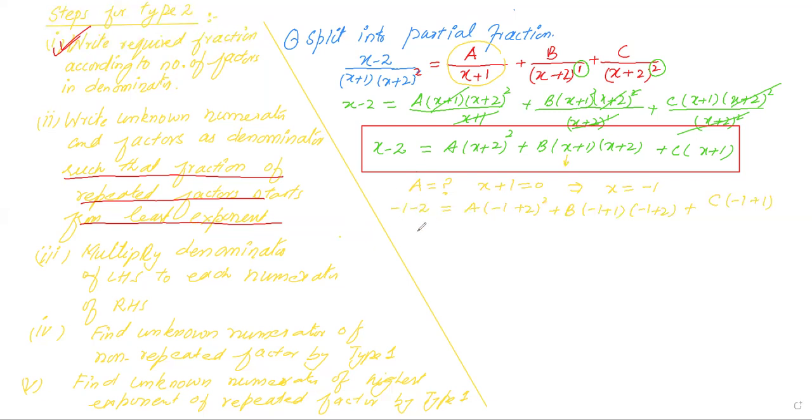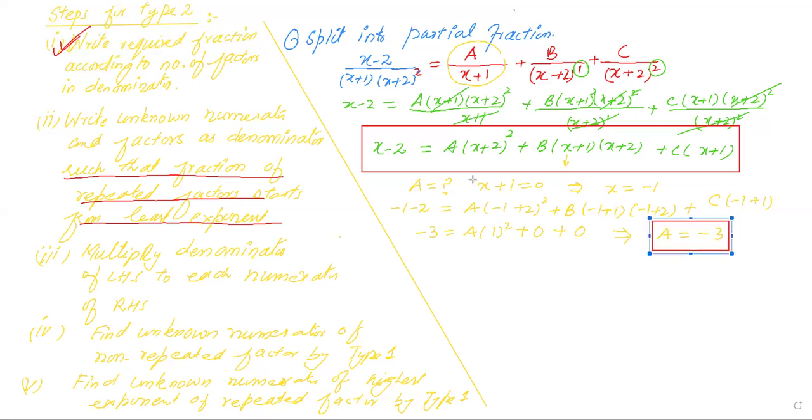What's the answer? Minus 1 minus 2 becomes minus 3. A means 1 raised to power 2. And minus 1 plus 1 becomes 0, and 0 multiplied by B or any other term becomes 0. And the C term also becomes 0. So what's the answer of A? The answer of A is equal to minus 3. That is very important. I have got the answer of minus 3, so that answer is very important.